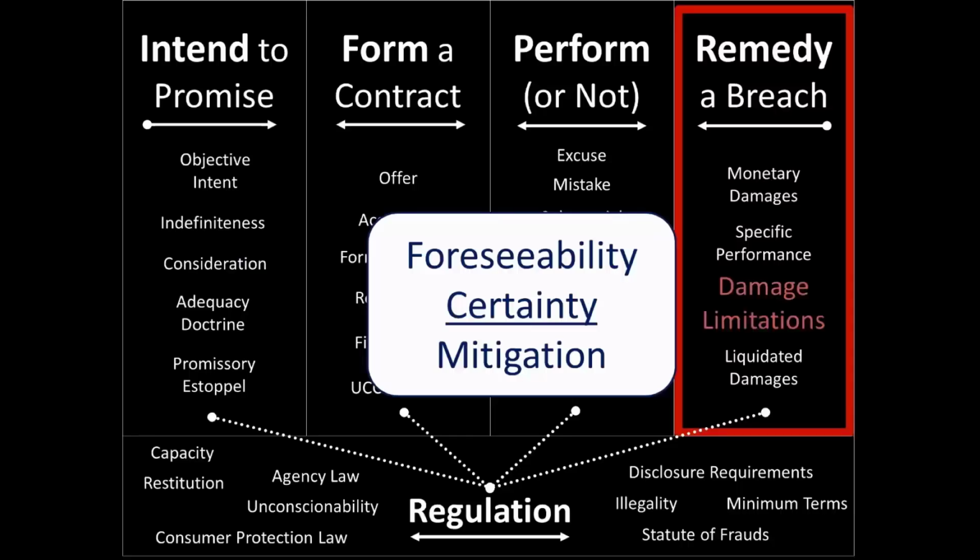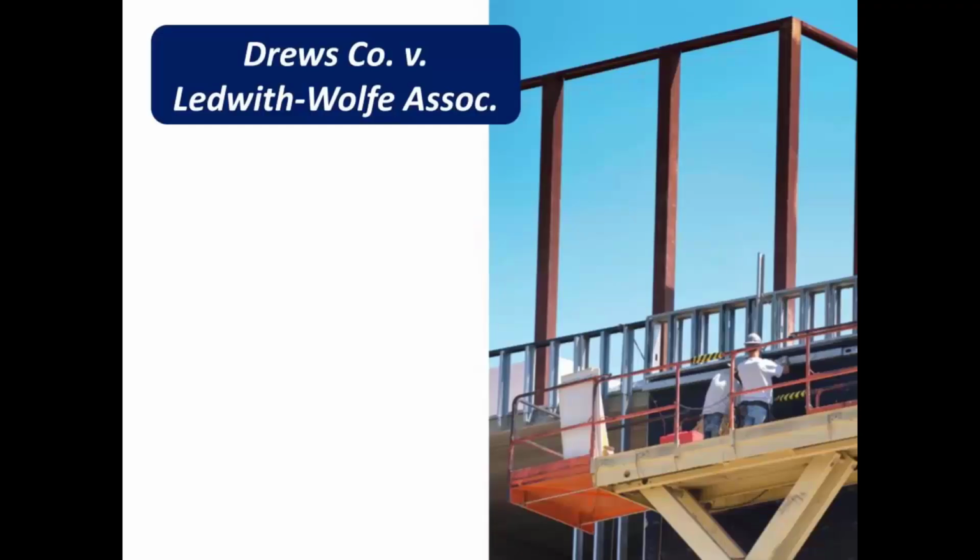This screencast lecture focuses on the second of the three main damage limitations. The certainty limitation is most frequently invoked and litigated in cases claiming lost profits. It's also commonly used to limit recovery when a breach allegedly causes damage to a company's goodwill or reputation. You read Drew's Company against Ledwith Wolf Associates.